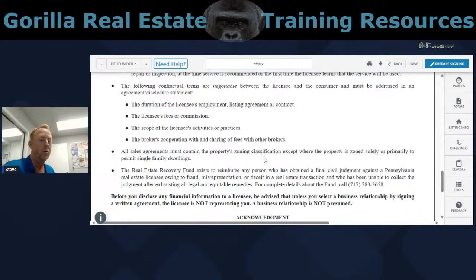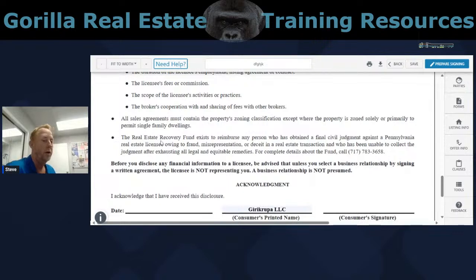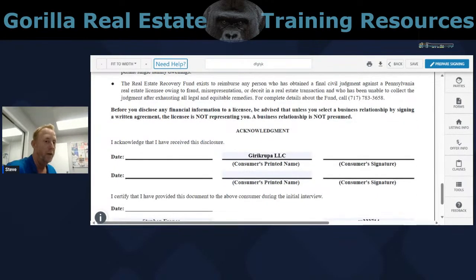You should always include the property zoning information based on what the seller tells you. You should also always verify this, but initially you go with what the seller tells you, 90% of the time. You tell them about the real estate recovery fund, that if the world screws up and the brokerage goes out of business, the state has money. And then you fill them in and they sign them. And in your template, you're going to make sure that's not already filled in.